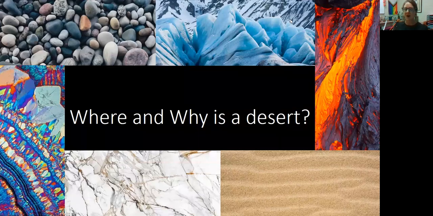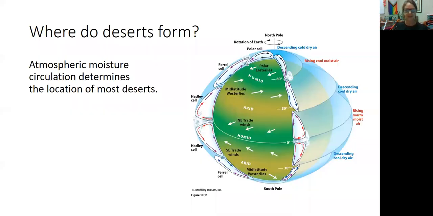So where and why is a desert? Let's think about what causes a desert to form and what can cause a desert to change. Now, deserts often form anywhere where the atmosphere is very dry, very arid, right? So this means that the movement of air around the earth can affect where deserts occur.